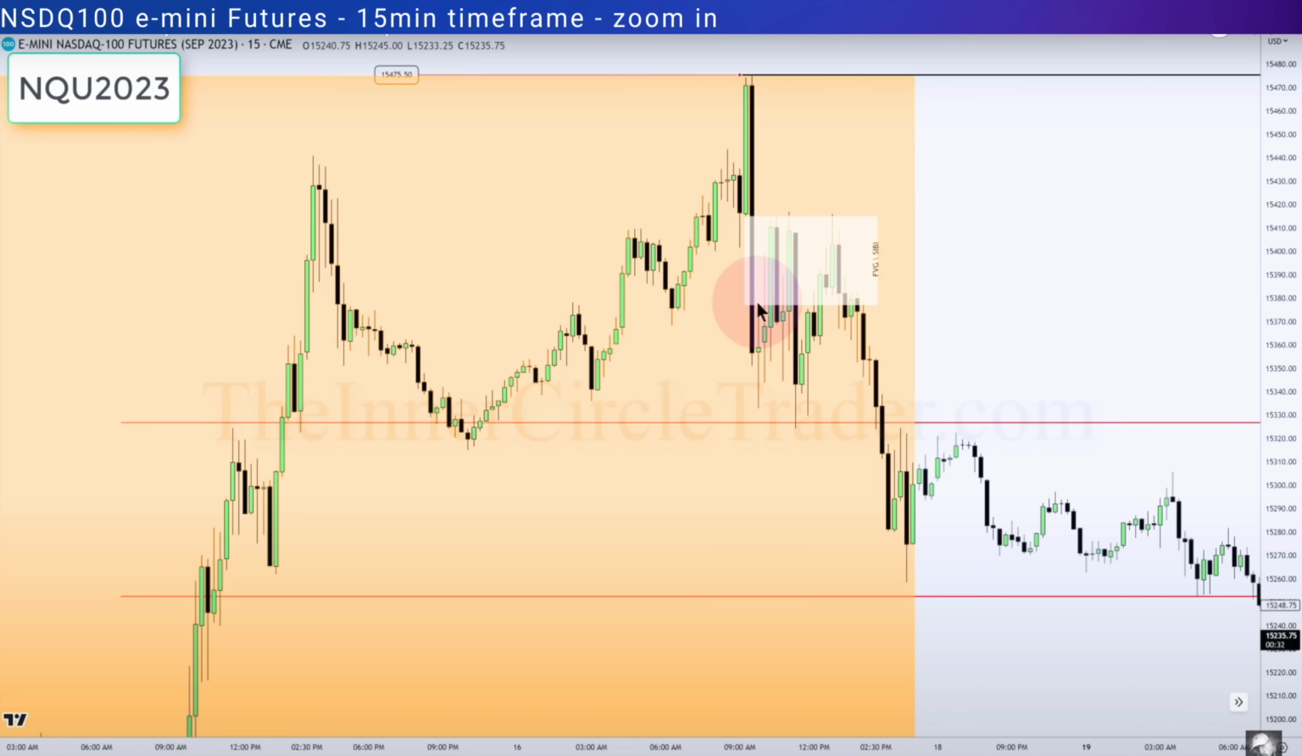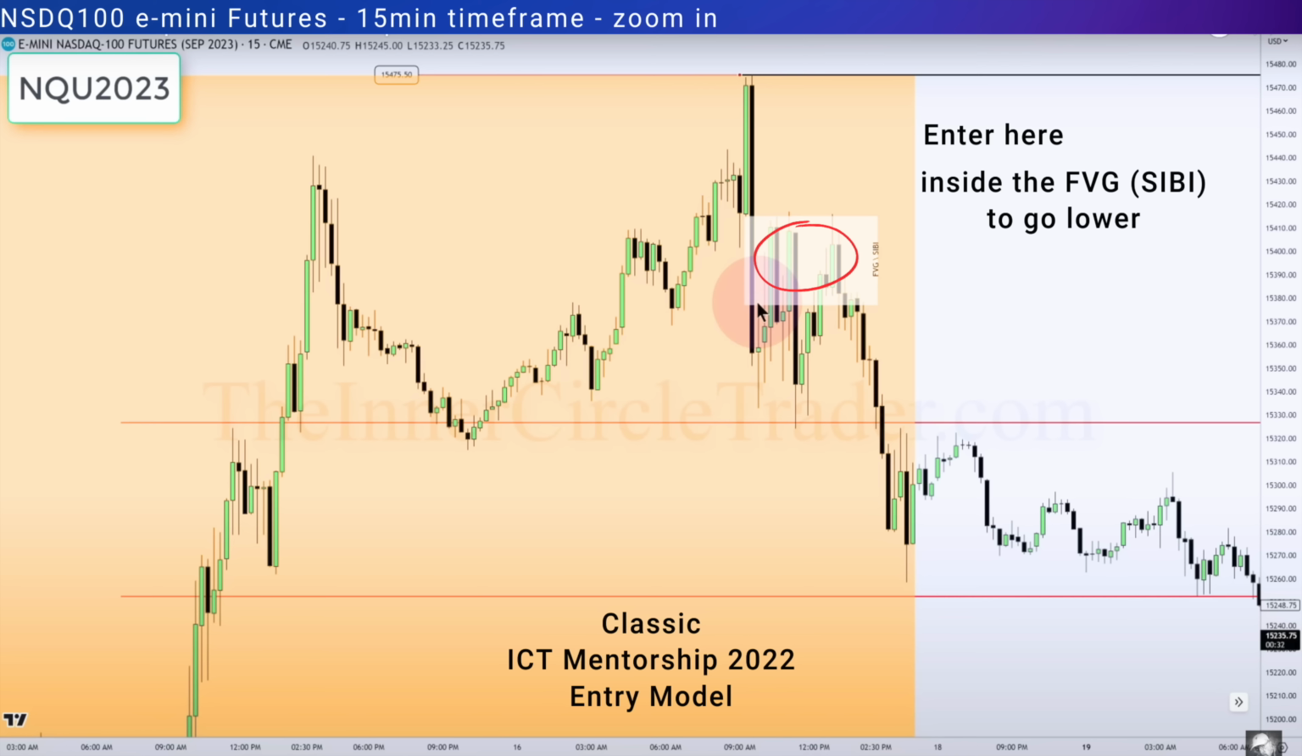But then after the fair value gap, the price retraces back into it and forms another new high. And so here we actually have a fair value gap or a CB, a sell-side imbalance, a buy-side inefficiency. When we have a fair value gap and we have this price movement, what we can see very clearly is the ICT Mentorship 2022 entry model. And so following the ICT Mentorship 2022 entry model, what we would like to do is to enter inside the fair value gap when the price actually retraces back into it.